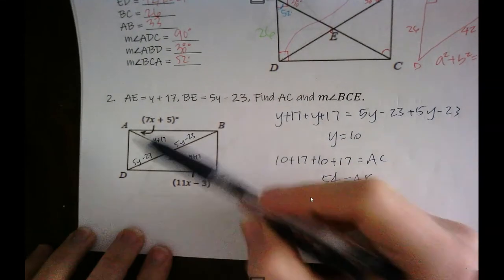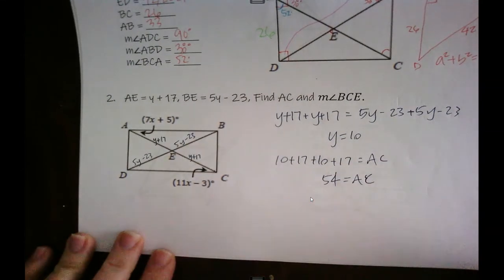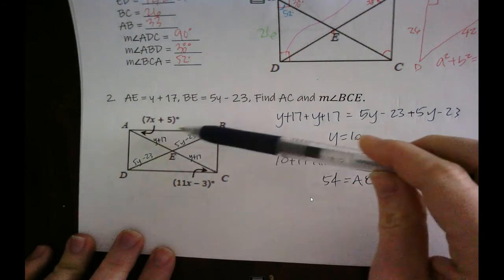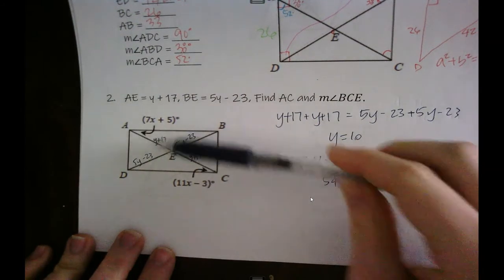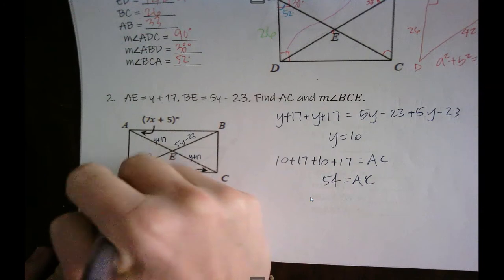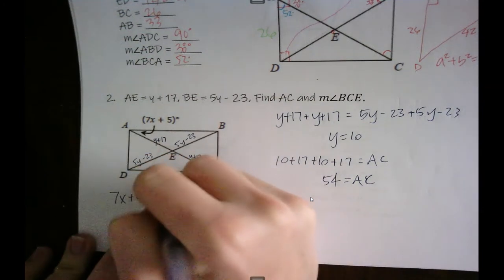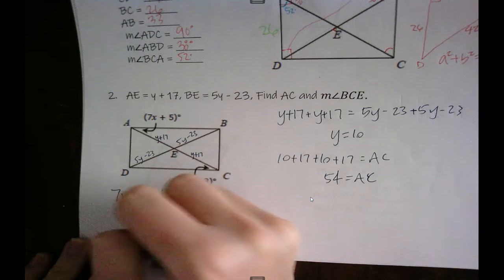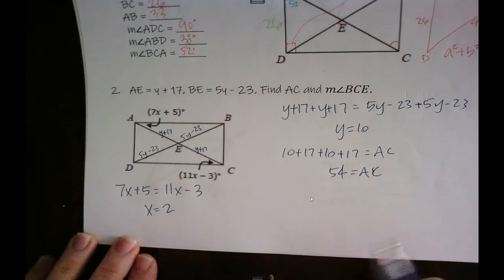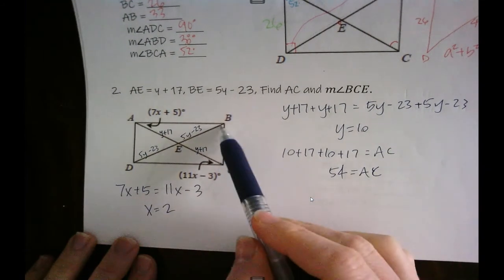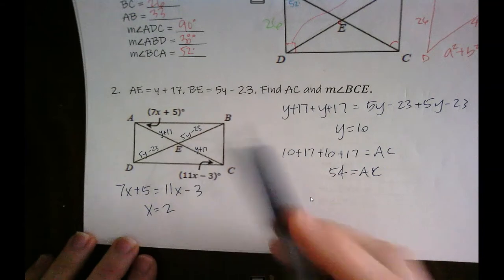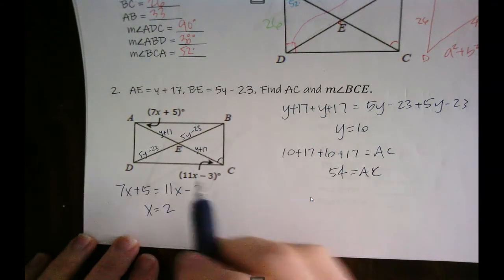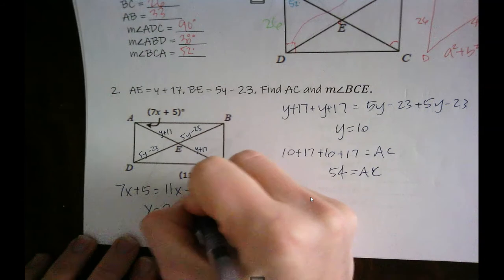All right, let's look at these angles. Remember, parallel lines cut by a transversal, they are inside the parallel lines, opposite sides of the transversal. So these equal each other. Solve for x, x equals 2. What do we want to find? We want to find BCE. So this thing right here, we need to plug 2 in right here.